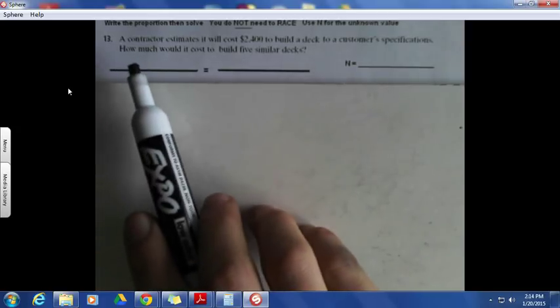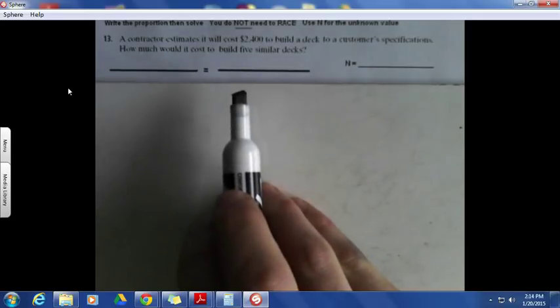It says, a contractor estimates it will cost $2,400 to build a deck to a customer's specifications. How much would it cost to build 5 similar decks? Alright, so first of all, what's the first ratio? Let's look at that first sentence again. A contractor estimates it will cost $2,400 to build one deck.